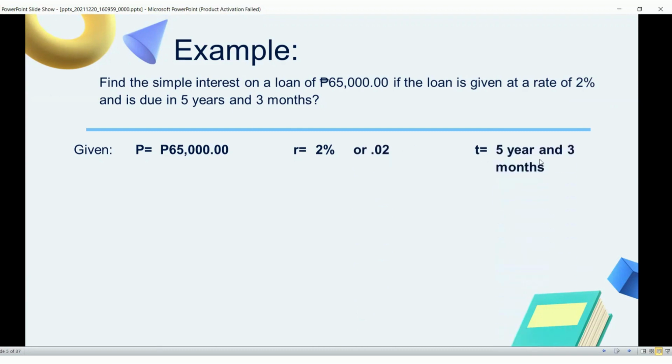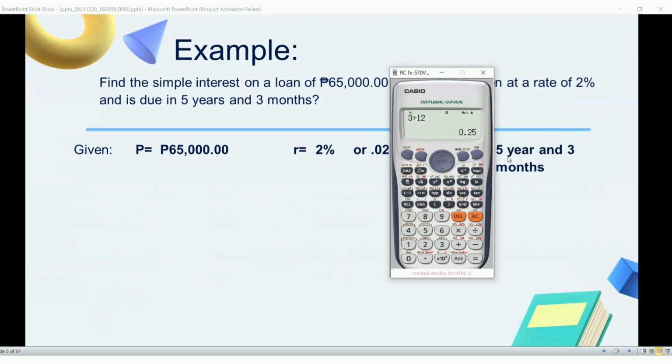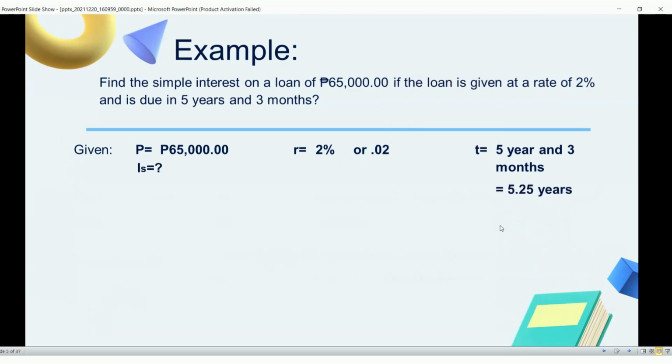Time, 5 years and 3 months. Pag ganyan, yung 3 months, kailangan pa natin siya i-convert sa years by dividing it by 12. So, 3 divided by 12, meron tayong 0.25, tapos i-add lang natin yung 5 years. Bali, ang time natin ay 5.25 years.